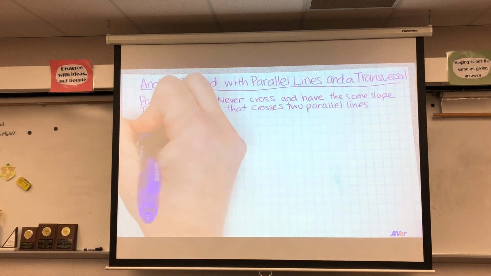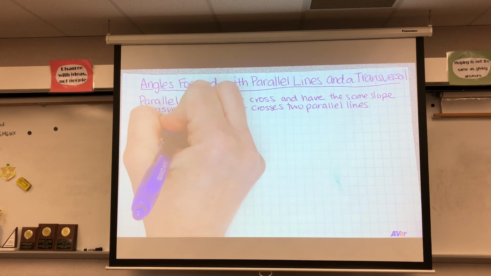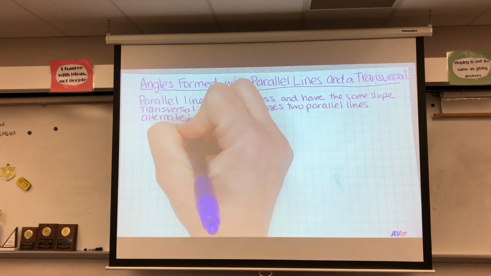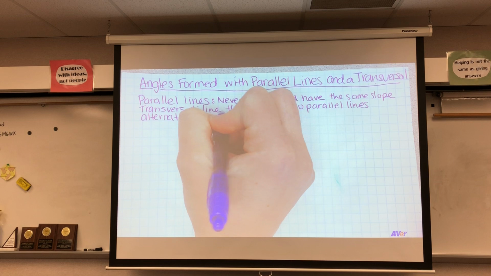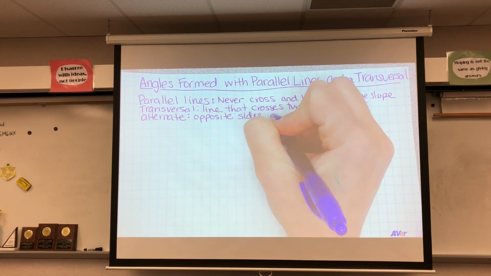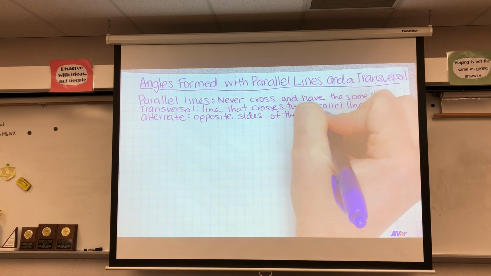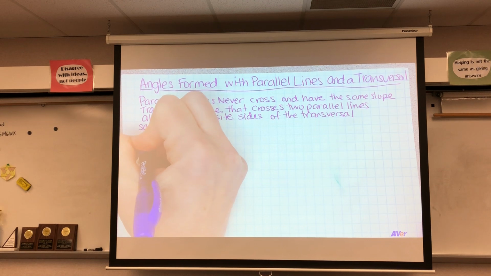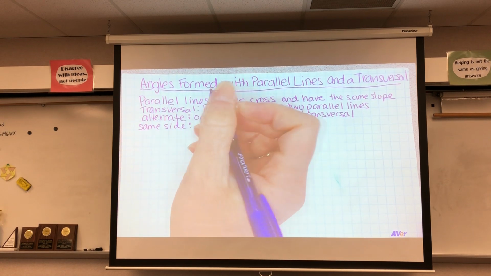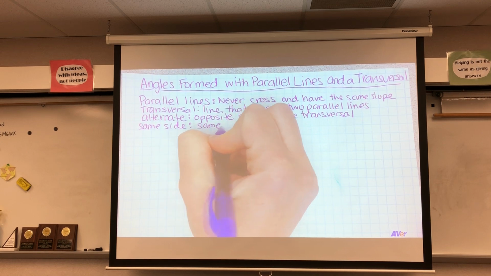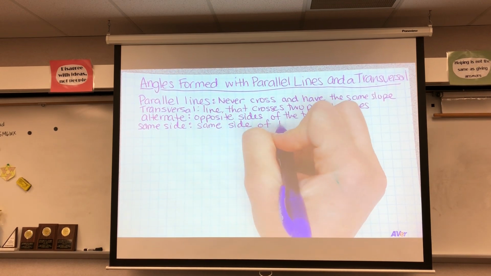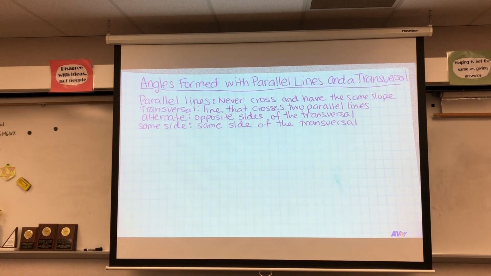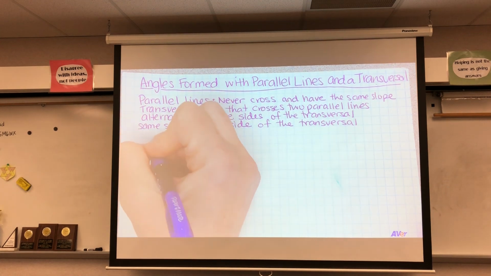You're going to see words like alternate. And when I see the word alternate, I think of things that are on opposite sides of the transversal. Well, if they're not alternate, they call it simply same side, which logically means it's on the same side of the transversal. They'll also talk about being interior or exterior.